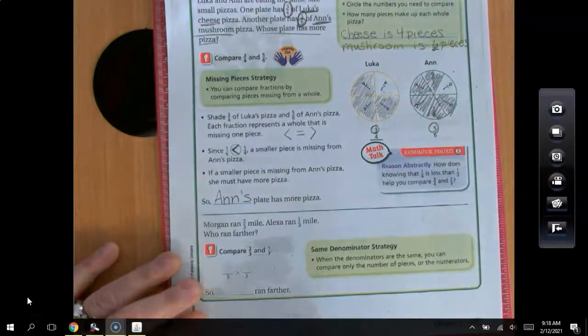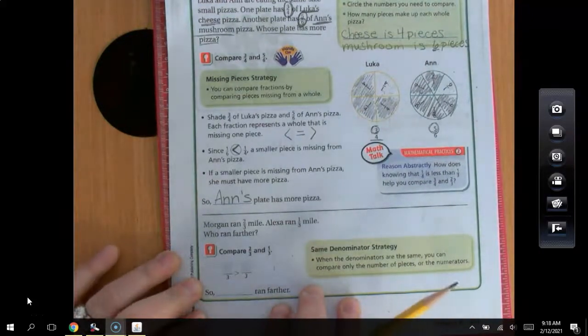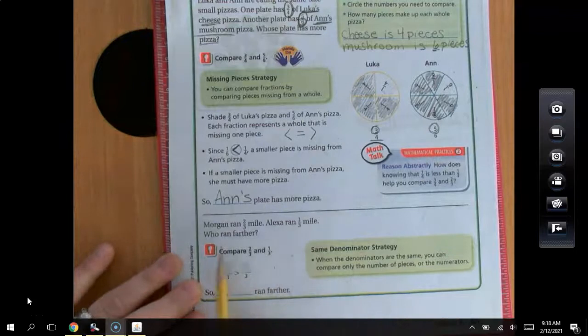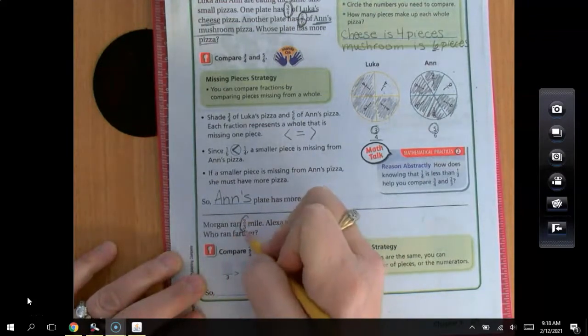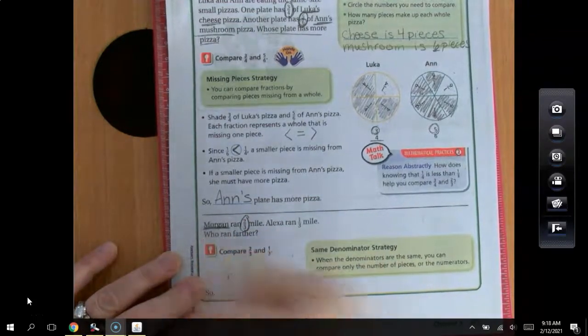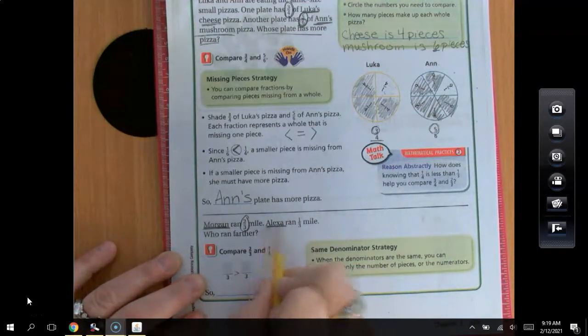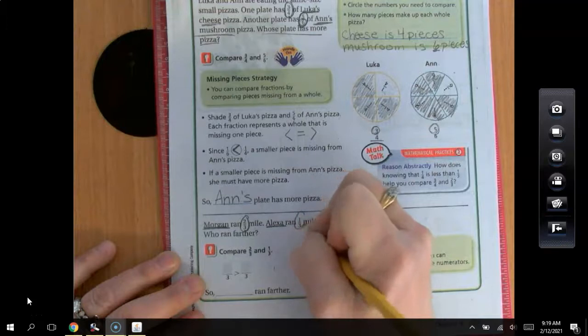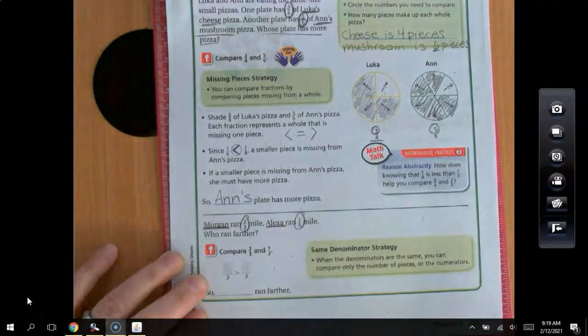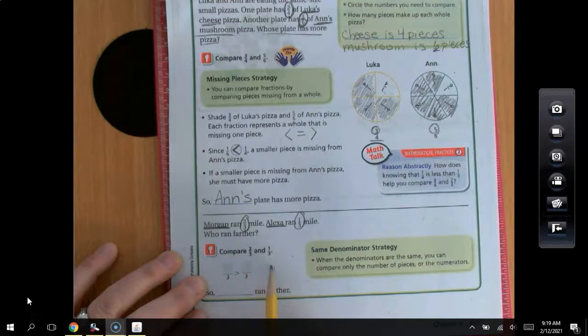Now, let's look down here. I'm going to teach you another strategy. It says Morgan ran 2/3 mile. So right now we have Morgan, and she's running 2/3 mile. We also have Alexa, who's running 1/3 mile. They want to know who ran farther. So they want us to compare 2/3 and 1/3. They already have it set up.